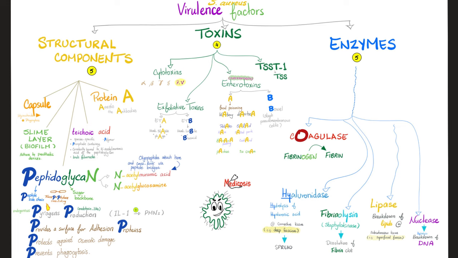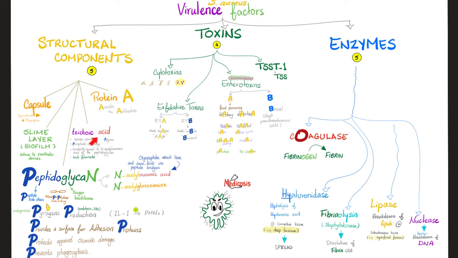Peptidoglycan provides a surface for adhesion proteins. We'll talk about them very soon. Peptidoglycan protects the bacteria against osmotic damage. It also prevents phagocytosis. Peptidoglycan has two N's, N-acetylmuramic acid and N-acetylglucosamine. The N-acetylmuramic acid provides a surface for the attachment of oligopeptides. It also cross-links via peptide bridges, not to be confused with your yoga bridges.